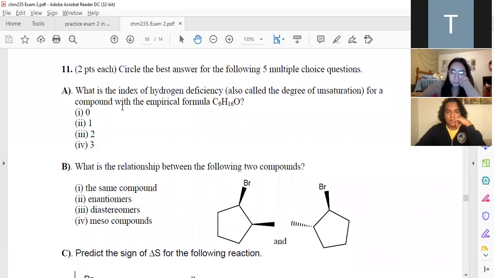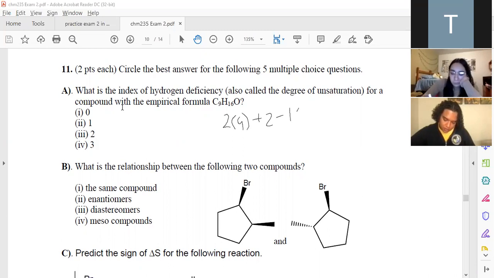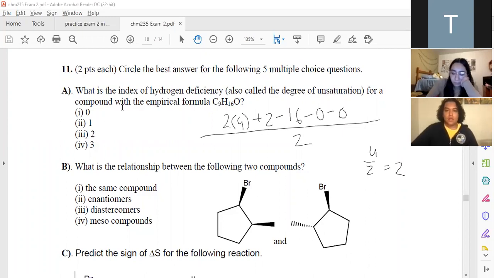What is the index of hydrogen deficiency, also called degrees of unsaturation, for a compound with the empirical formula? Do you guys remember the formula for calculating it? We simply say 2 times the number of carbons plus 2 minus the number of hydrogens minus the number of halogens minus the number of nitrogens, all divided by 2. 2 times 9 is 18 plus 2 is 20. 20 minus 16 equals 4 over 2, which means we have a degree of unsaturation of 2. Make sense?